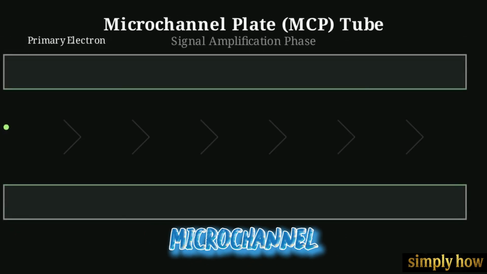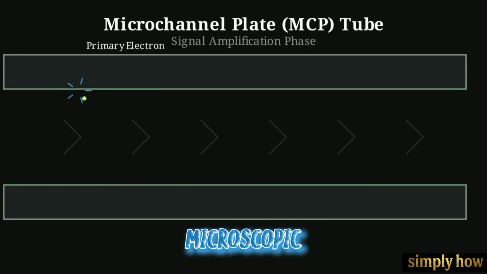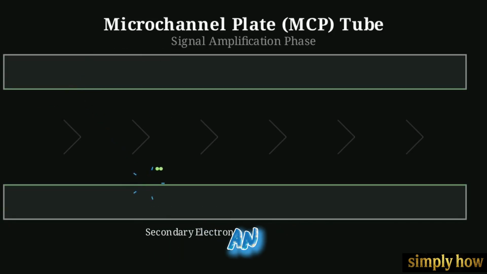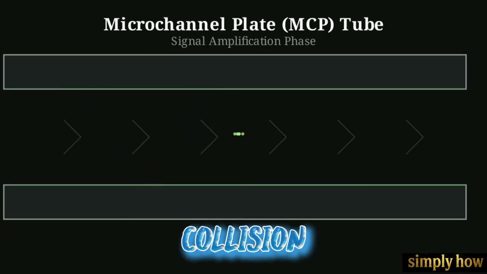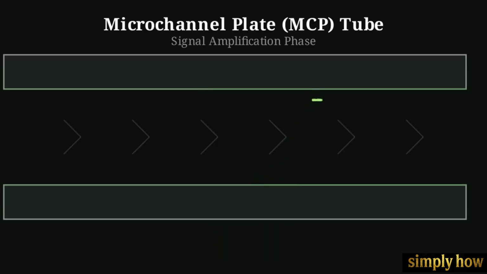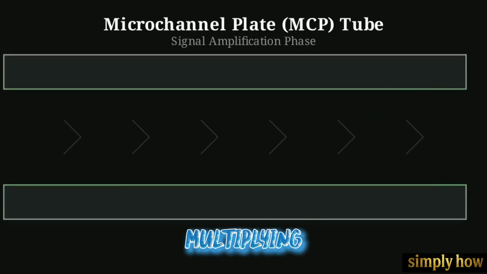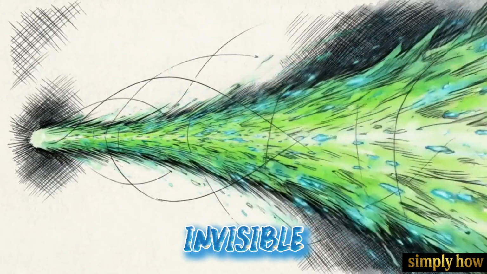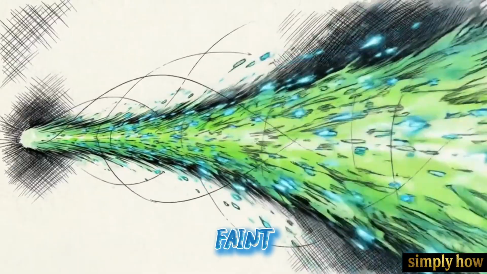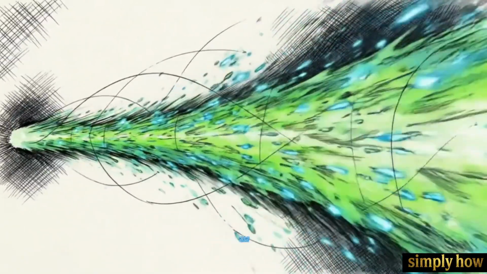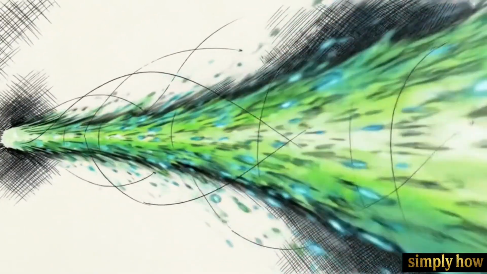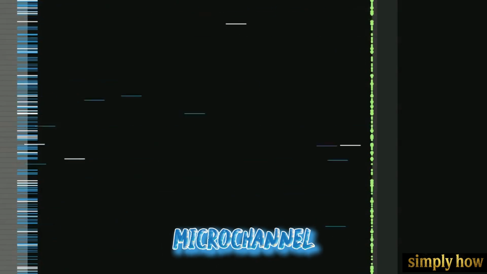To increase signal strength, electrons enter a microchannel plate, a disc of microscopic glass tubes. As an electron strikes the sidewall, the collision knocks two more loose. They strike again, creating 4, then 8 in a chain reaction, multiplying into thousands. This process bridges the gap between the invisible and the visible, turning a faint electrical signal into a dense, high-energy stream of data.